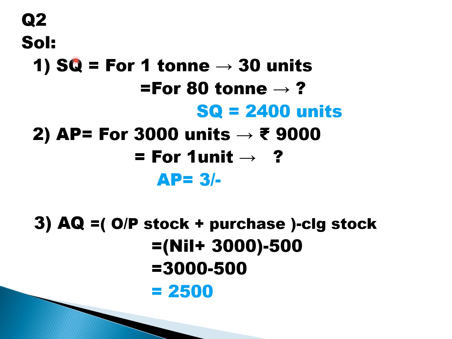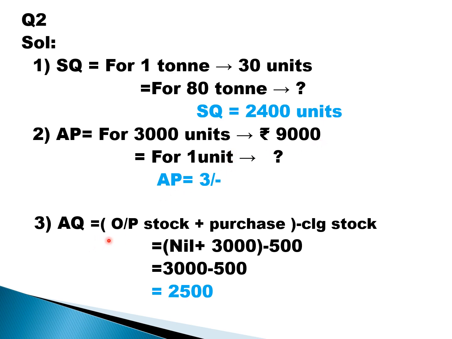So second question, students. Standard quantity. For 1 ton, it's 30 units. For 80 ton, it's 2,400 units. Next, actual price. For 3,000 units, it's 9,000 rupees. For 1 unit, it's how much? For 3,000 units, it's 9,000 rupees. Then for 1 unit, it's 3 rupees.